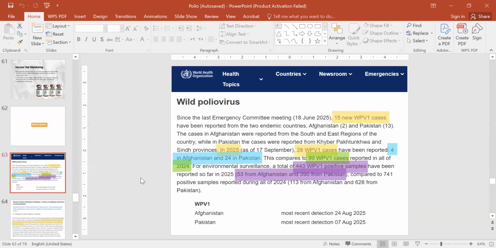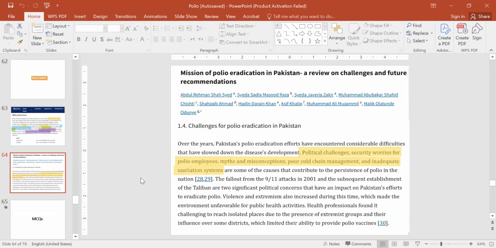So we come to the recent updates. This is the update on the WHO website for wild poliovirus: 15 new WPV1 cases are reported in 2025. You can see that in 2025, 28 cases were reported, 4 from Afghanistan and 24 in Pakistan. And in the sample testing, you can see that 53 environmental samples were positive from Afghanistan and 390 from Pakistan. The last detection from Pakistan was on 7th of August 2025.